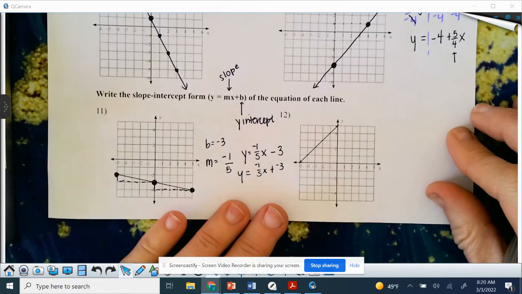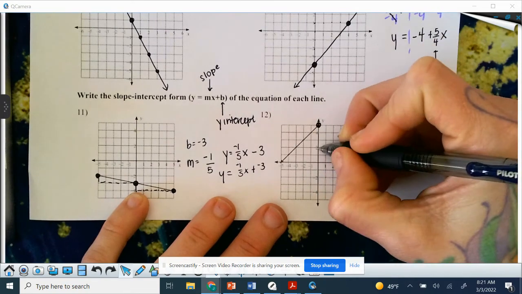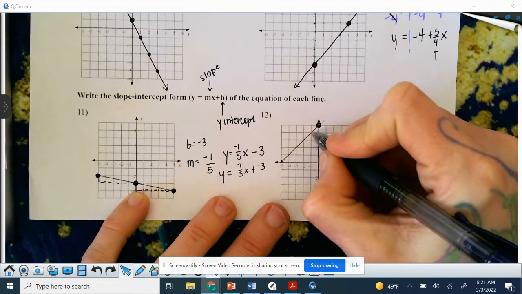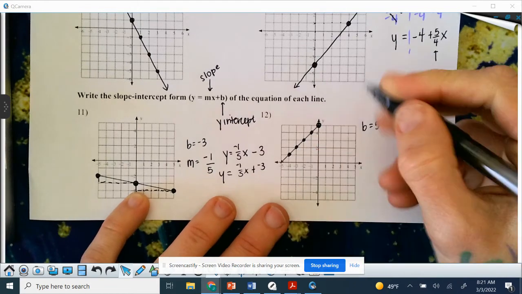Number 12, so you need to identify where it crosses the y-axis, which is going to be right here at 5. 1, 2, 3, 4, 5. Yep. So b equals 5. And then we need to find another good point. There's a good point. There's a good point. And when I say good point, I mean it's passing through an intersection on your coordinate plane.